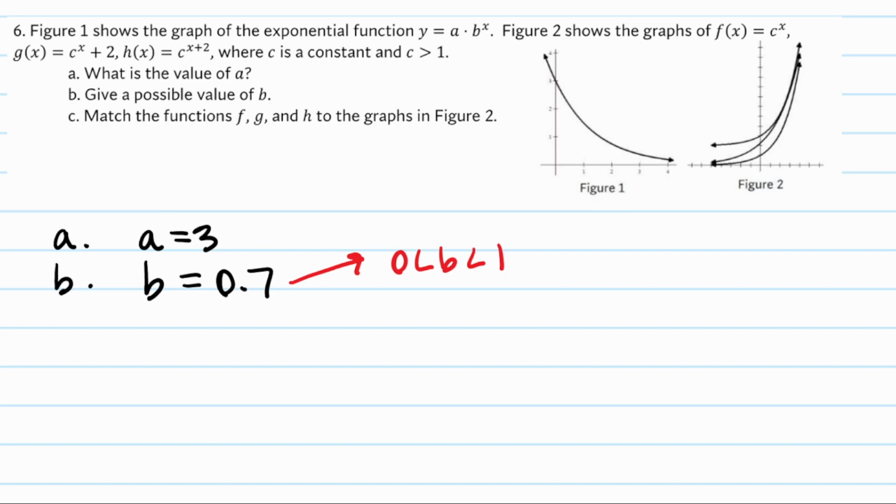All right, now in C, we've got F, G, and H. It looks like we can determine this based on the y-intercepts, because we can see one has a y-intercept of 1, another one has a y-intercept of something else, and the third one has a y-intercept of 3. So the one that has a y-intercept of 3 will be this one that's got 2 added to it after the fact, because c to the 0 will equal 1. So I might start with that one. That's going to be g of x.